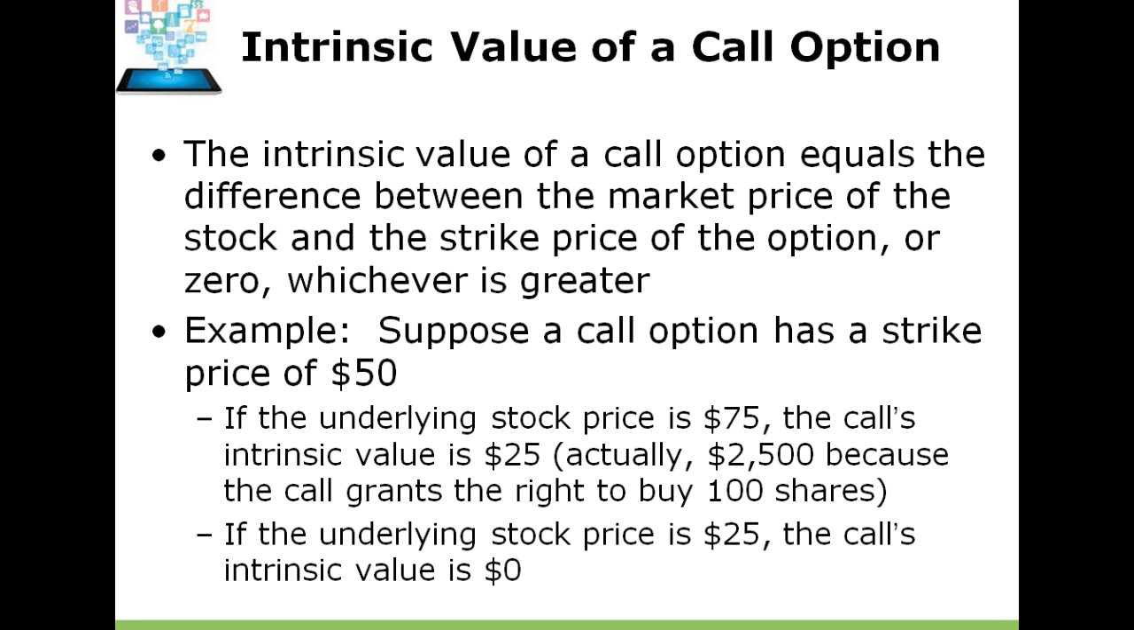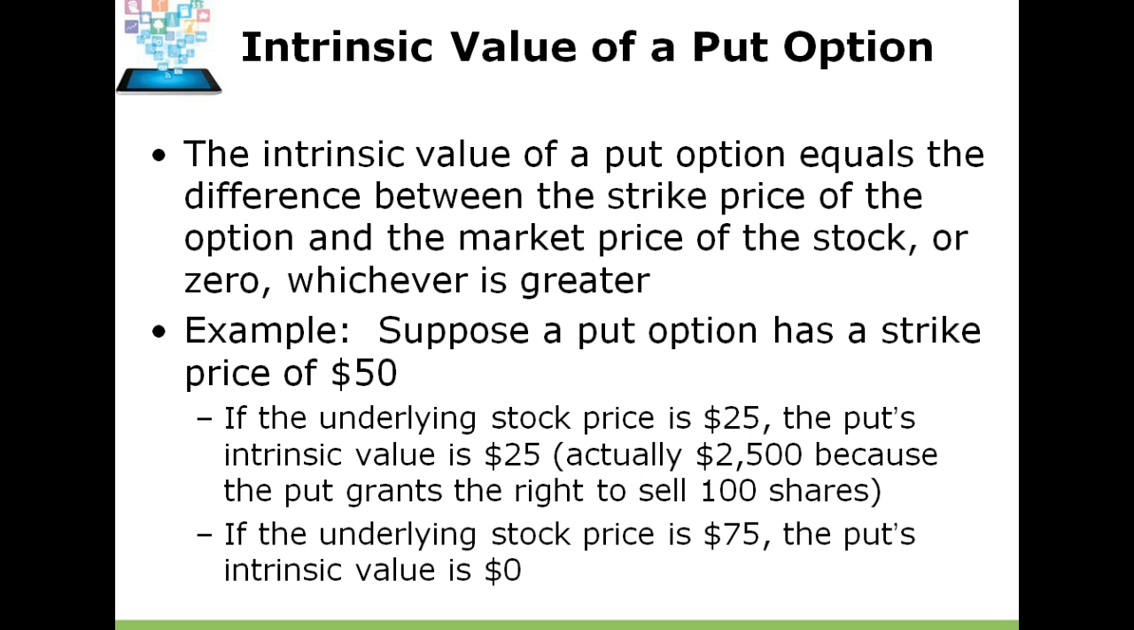If the underlying stock price was $25 and you have the right to buy it at 50, the intrinsic value is 0, because there's no value there, and it's never negative. For a put option, it works in reverse. So if we have a $50 strike price and the underlying stock is currently at $25, the put's intrinsic value is $25, because you can sell it at 50 and buy it back at 25. If the stock price happened to be $75, there would be no value.